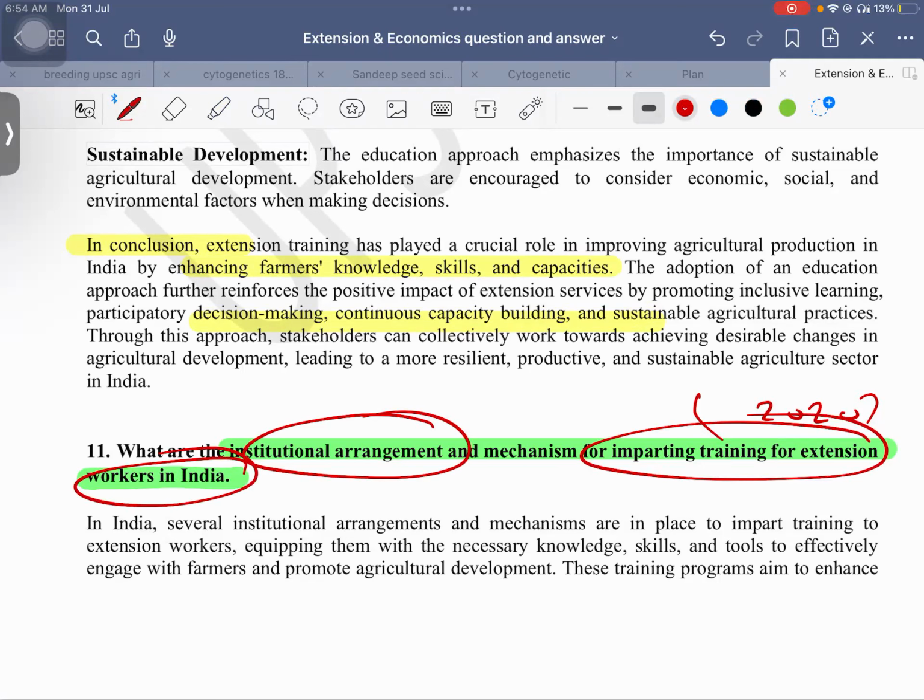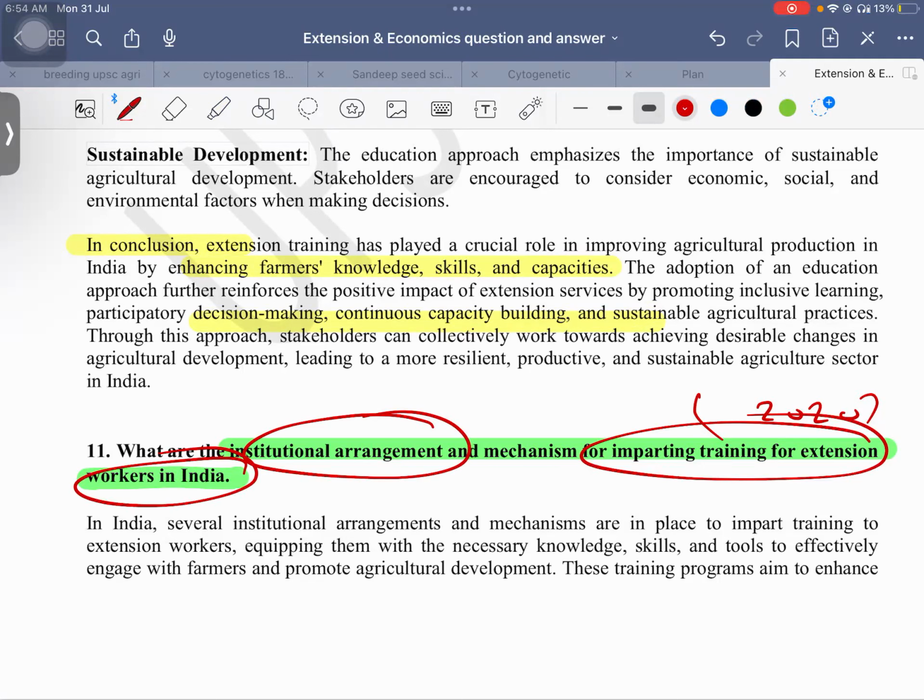Next question is about institutional arrangement and mechanism for imparting training for extension workers in India. How do we impart training programs for the extension workers? So let's see how we are doing that. This question is also important because this was asked in 2020. So an indirect question is possible in 2023.